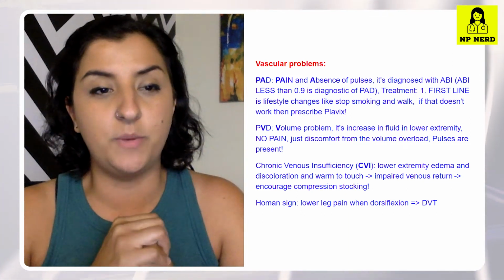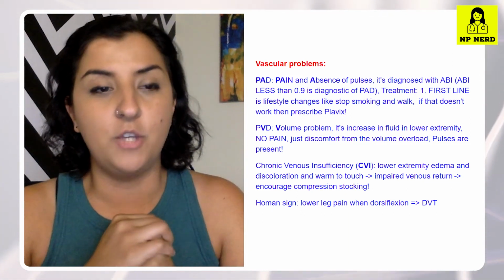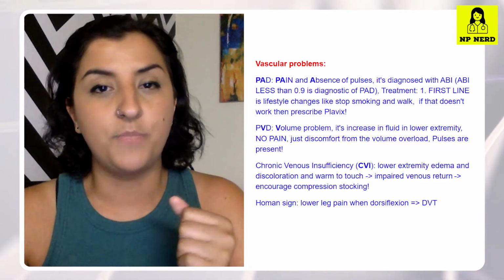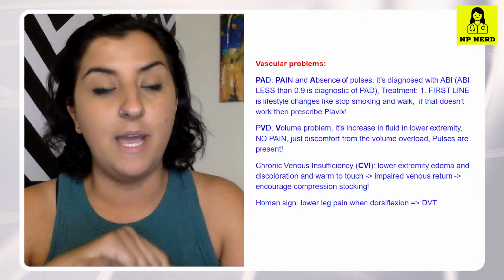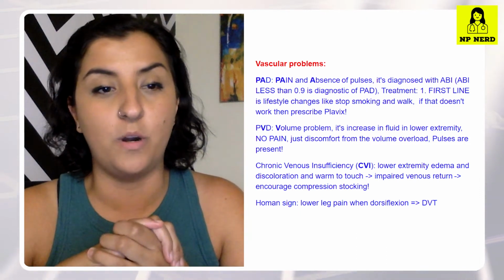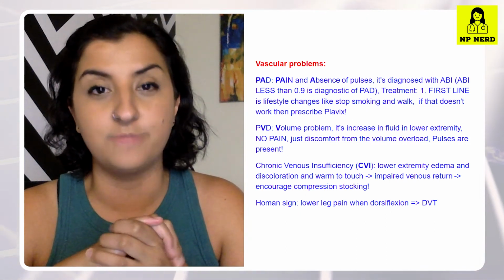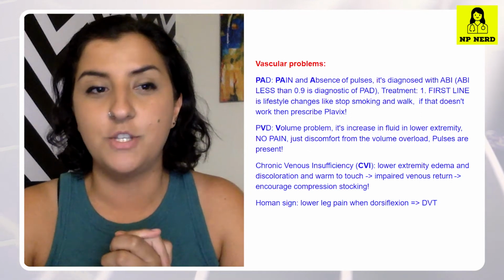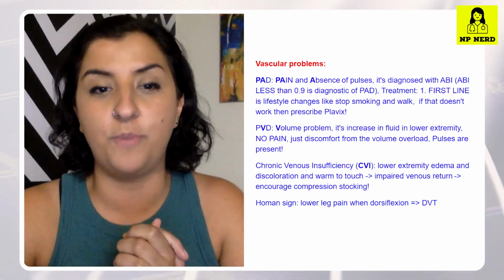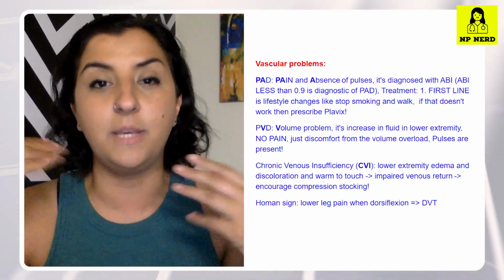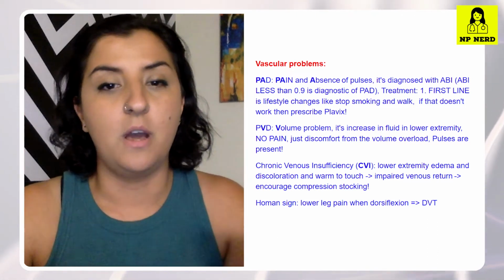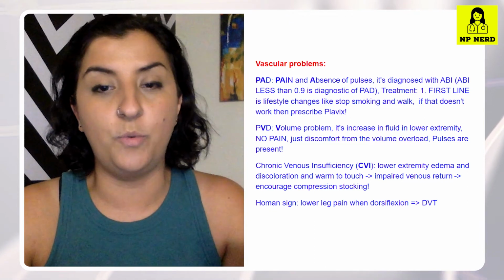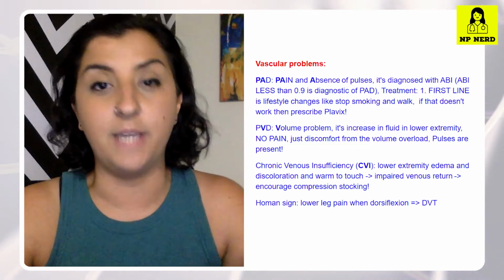The easiest way to remember PAD, you know how it has P and A in it? Well, P stands for pain. The patient will be complaining of pain. And A stands for absence of pulses. So when the patient has pain and absence of pulses, you're thinking PAD, okay? And you diagnose it with ABI, and if it's less than 0.9, then it's diagnostic of PAD, okay?